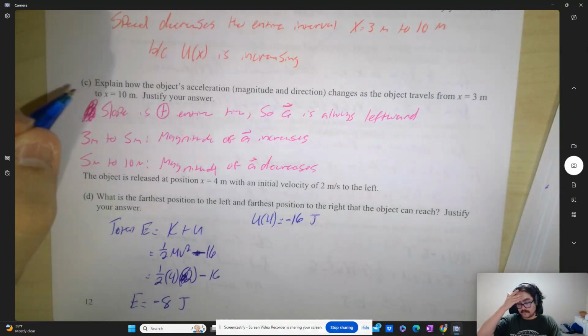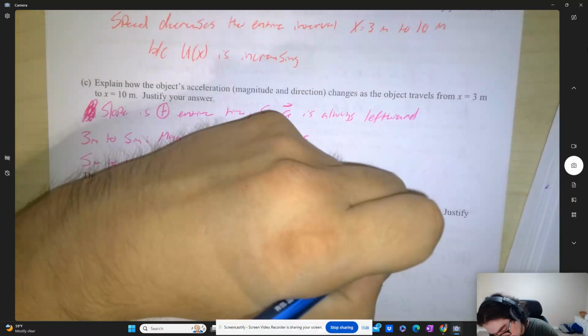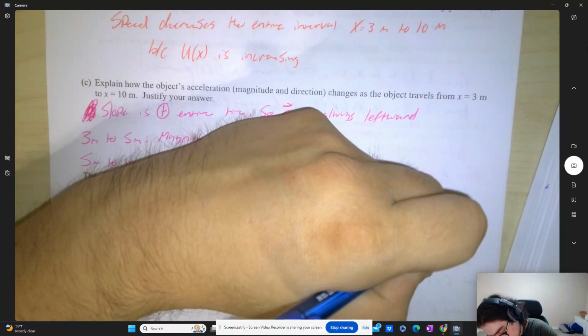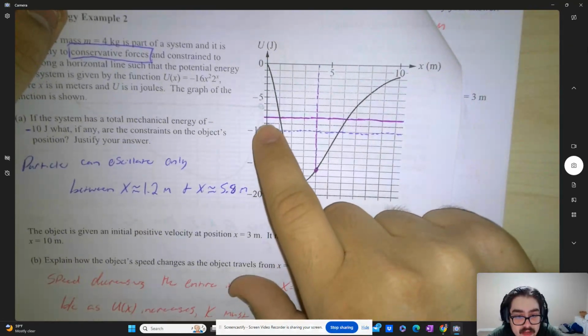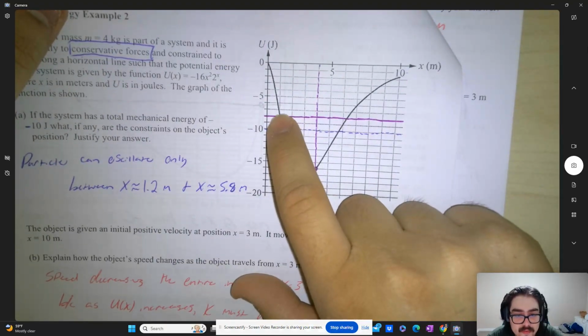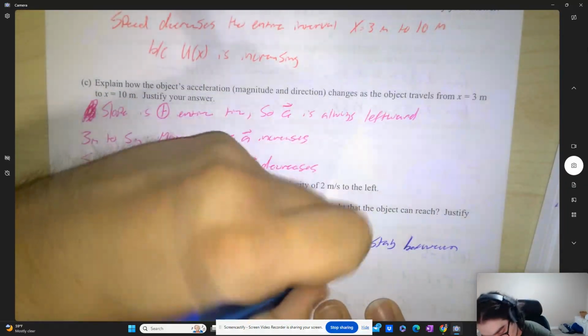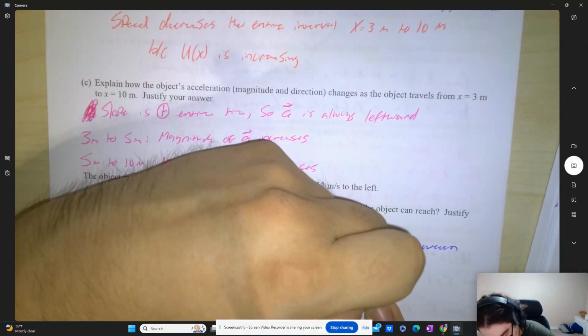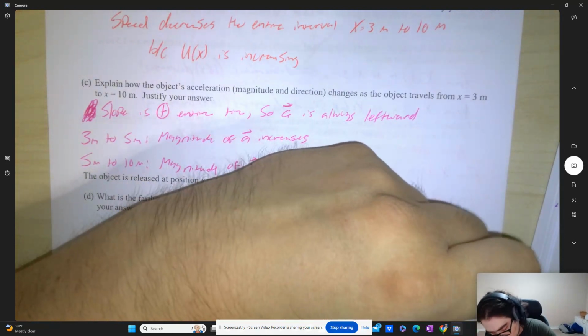So the object, therefore, must stay between where the energy is negative 8. So I'm going to look right here. Negative 8 right here. It must stay between about, what's that, 1? And this is about 6.2 maybe. So between x equals 1 meter and x equals 6.2 meters.